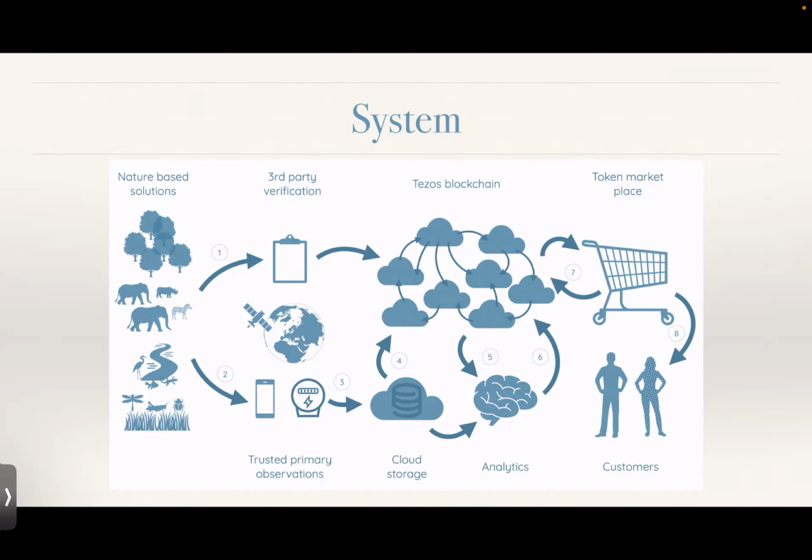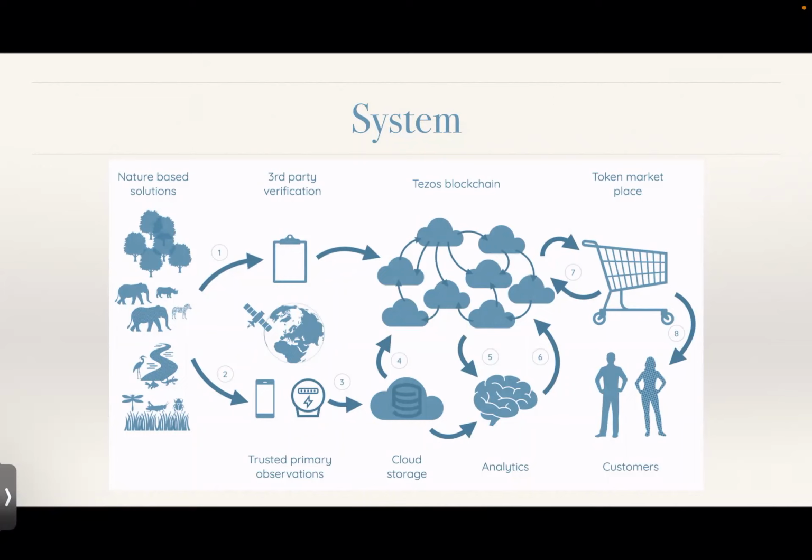Once you've done that, in step 2, we have these trusted primary observations from satellite or mobile phones or just meters. And these observations are put into cloud storage, right? And so here we're showing cloud storage in step 3, and that can be huge. We'll talk a little bit more about the scale, but we're talking petabytes over here, right? Because satellites certainly gather huge amounts of data, and then from this cloud storage, we're doing some analytics.